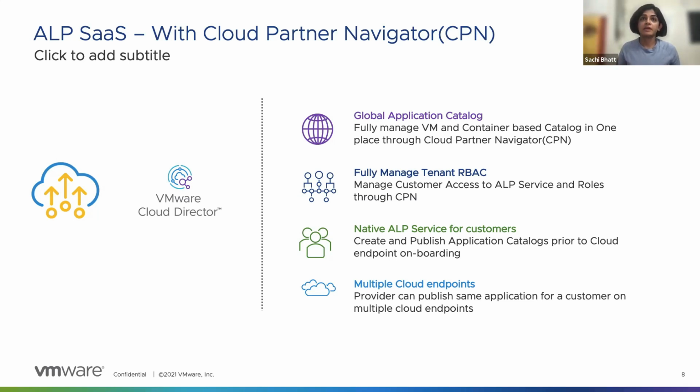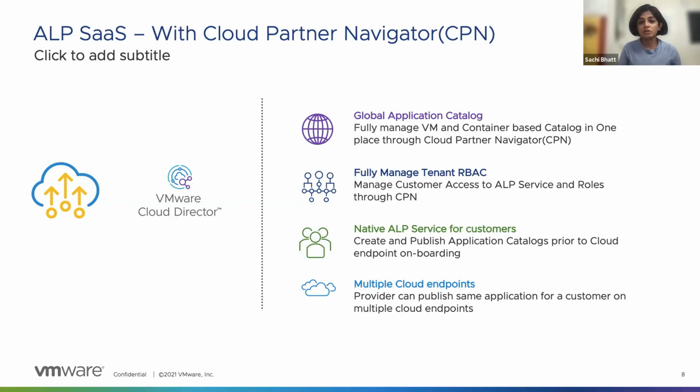And you can publish those catalogs to one or more cloud endpoints. We will look at that in the demo. So it becomes very easy for the provider to come in one place and create and manage all the catalogs for every customer. The second is fully managed RBAC.